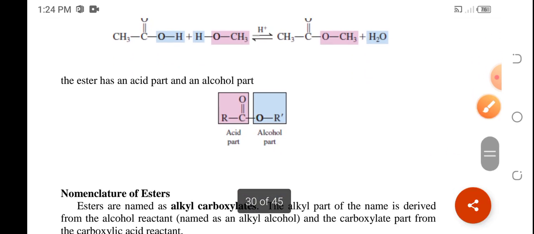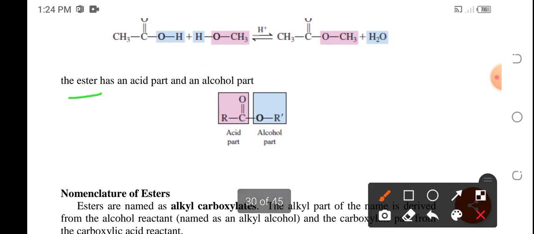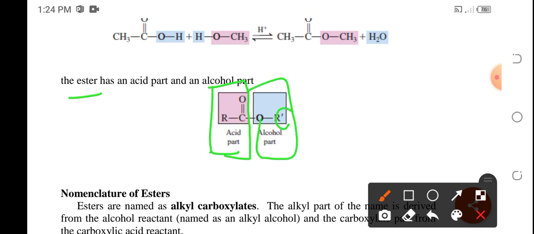Okay, so always bear in mind that esters will always have an acid part, the series of carbon atoms with the C double bond O or the carbonyl, and the alcohol part, the series of carbon atoms with the oxygen.